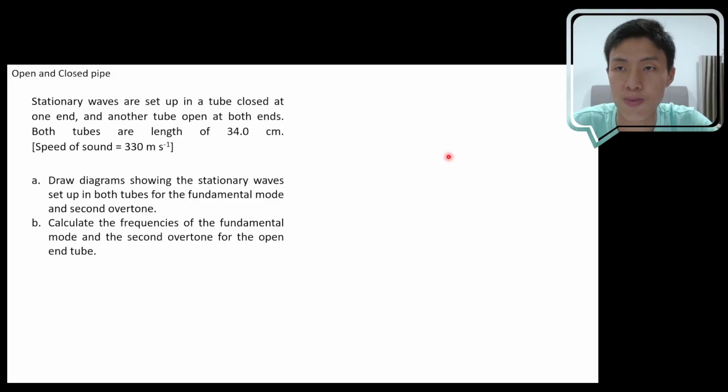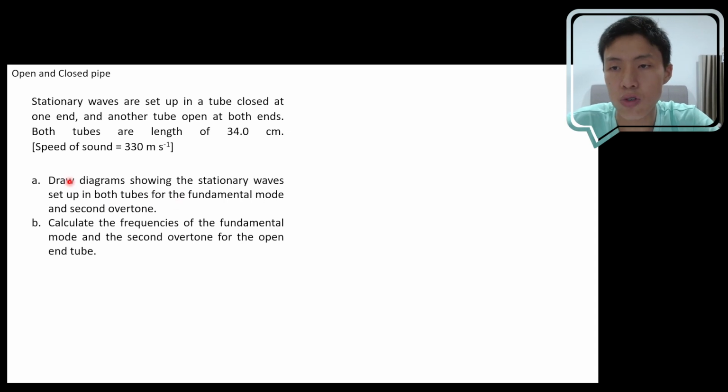Let's try to solve this problem here. Stationary waves are set up in a tube closed at one end and another tube open at both ends. So we have two situations here. One is a closed pipe, one is an open pipe. Both tubes are length 34 cm. So what's the same between these two tubes? They have the same length.